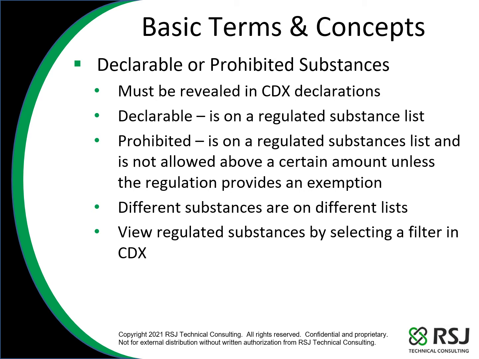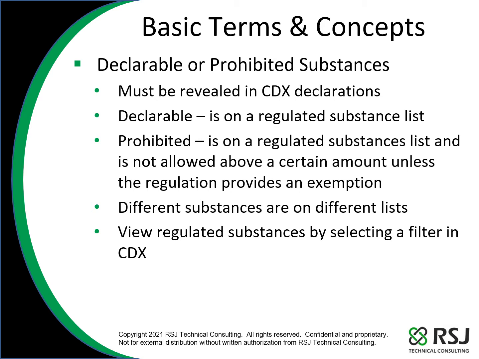There are also prohibited substances. A prohibited substance is first declarable and second is limited in some way. You may not be allowed to have above a certain amount. You may only be allowed to have it under certain circumstances. Often there is an exemption provided that says, in this case, you are allowed to have more than the prohibited amount present. There are different substances on different lists. There are some substances that nearly every market in the world has on their lists, like lead or mercury.